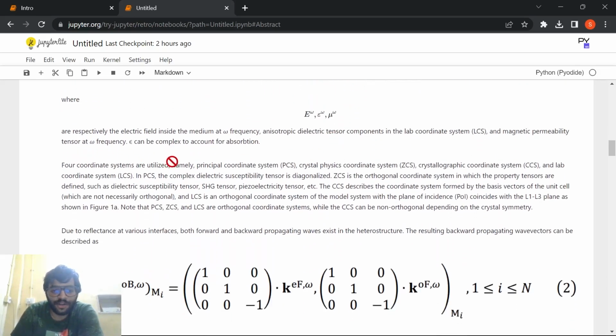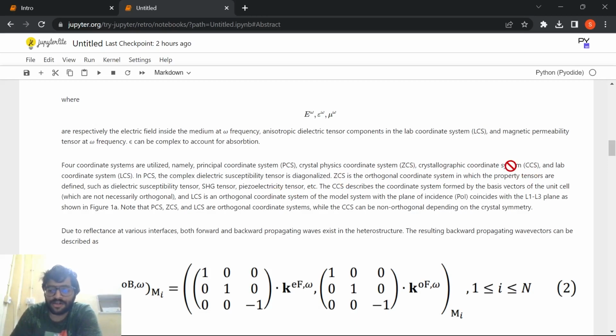Four coordinate systems are utilized, namely the principal coordinate system, crystal physics coordinate system, crystallographic coordinate system, and lab coordinate system. In the principal coordinate system, the complex dielectric susceptibility tensor is diagonalized. In the crystal physics coordinate system, the property tensors are defined, such as the dielectric susceptibility tensor, SHG tensor, piezoelectricity tensor, etc.